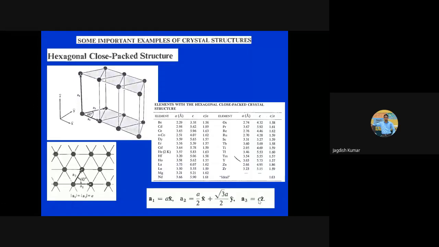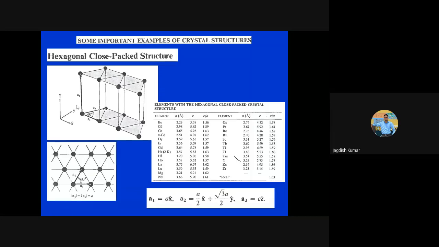Or you can say, it depends on, even the choice of lattice vectors is not unique. I hope you know, we have discussed it in the previous slides. So one choice is that, okay, let us keep A1 and A2 at 60 degree angle to each other. In that case, these will be the corresponding lattice vectors. You may choose them to be at an angle of 120 degree. That is also equally fine.